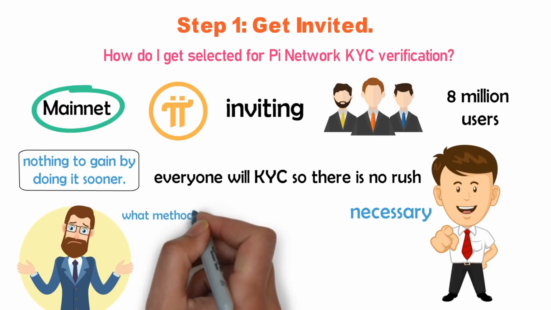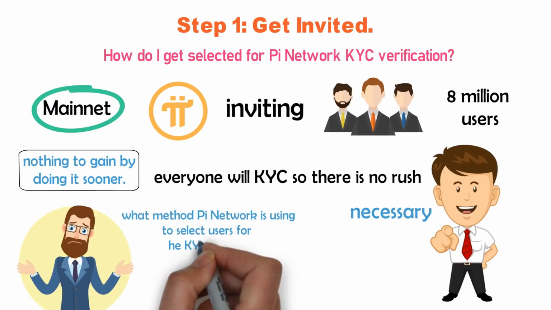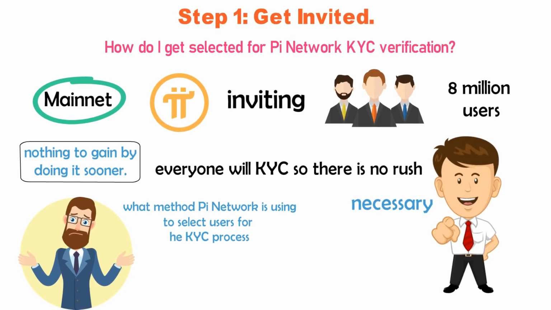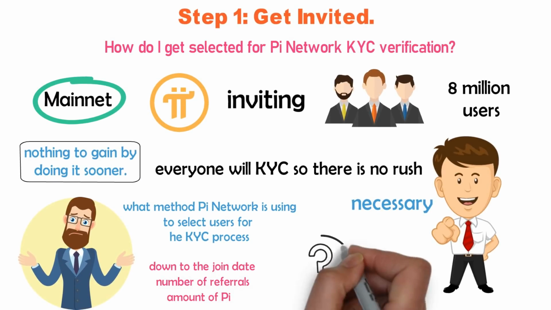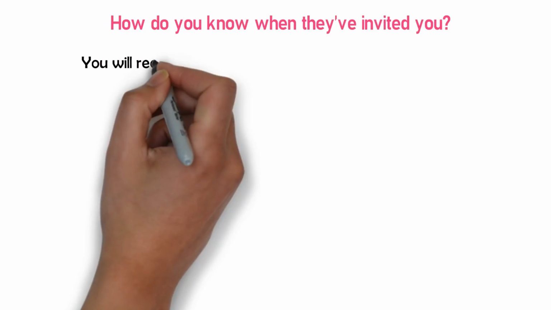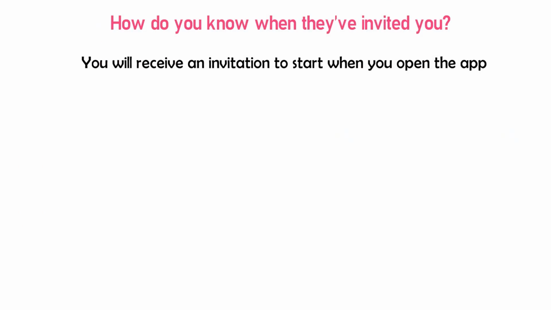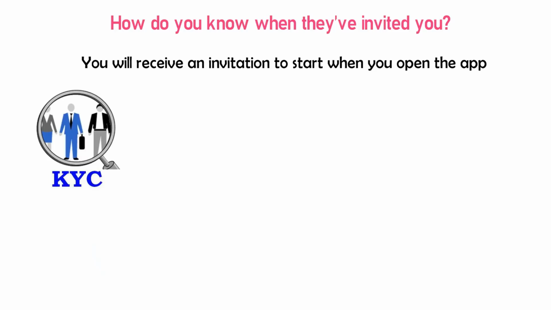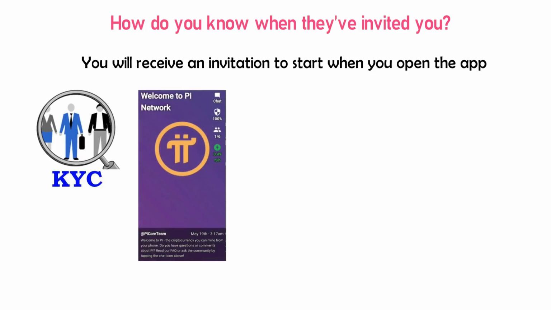We don't know what method Pi Network is using to select users for the KYC process. It could be down to the join date, the number of referrals, the amount of Pi, or perhaps at random. How do you know when they've invited you? You will receive an invitation to start when you open the app if they have selected you for KYC. It will appear as a plain white notification box in the middle of your screen.